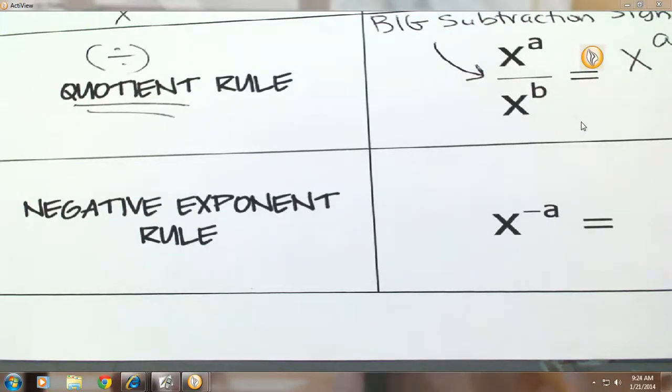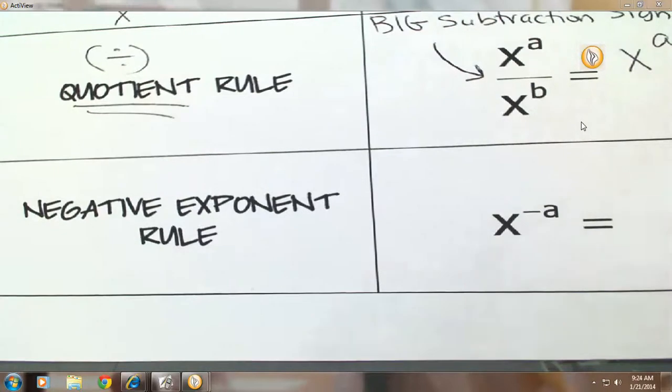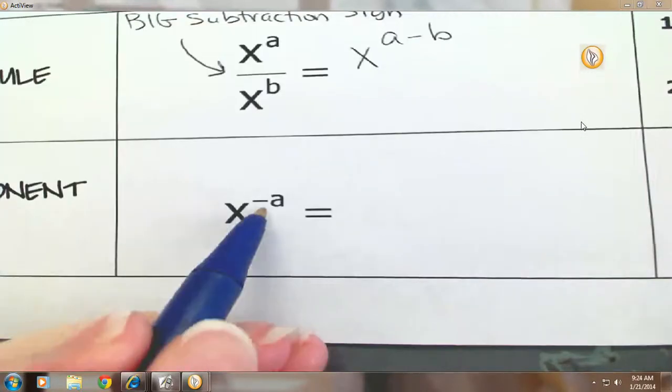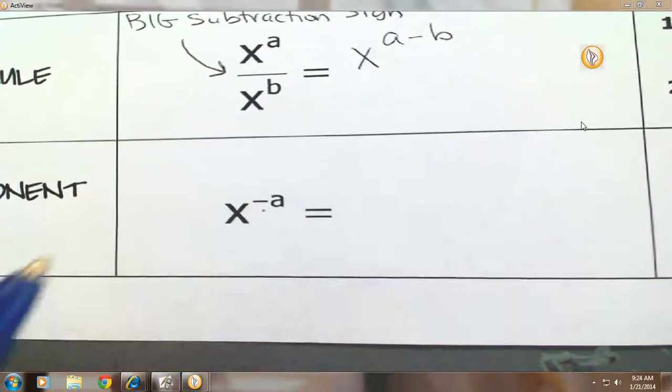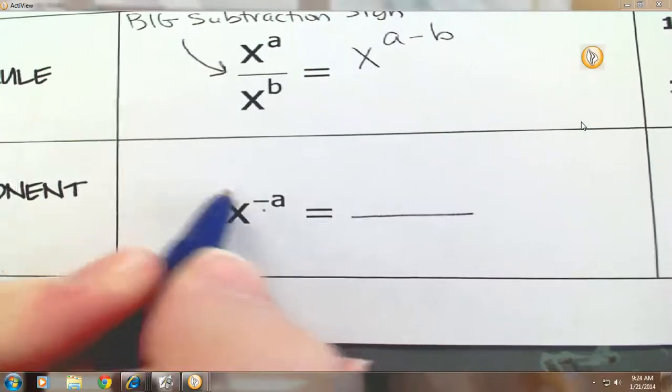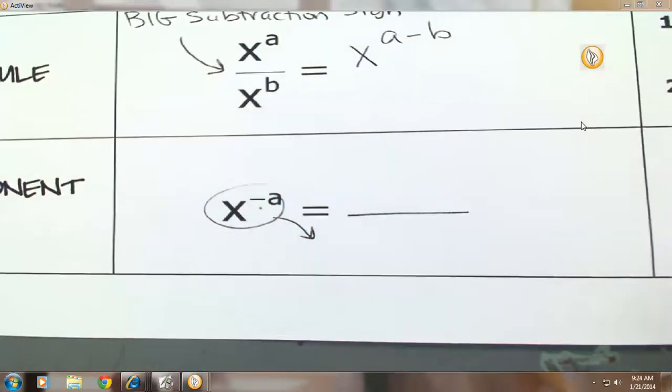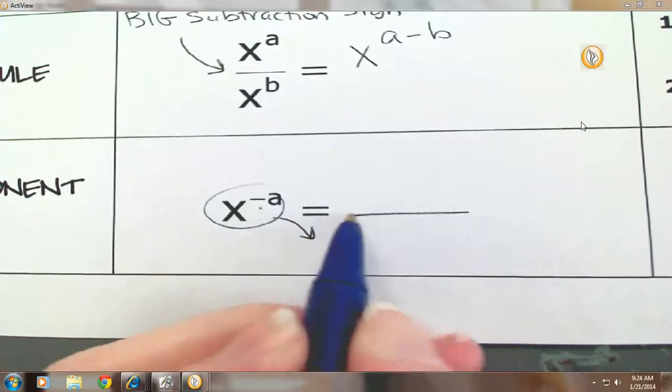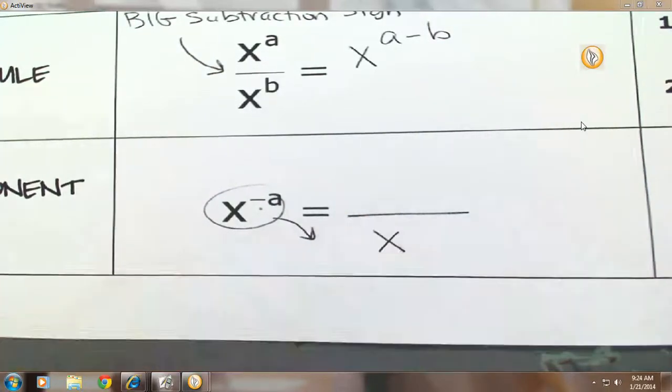Think about what I just said. Change the line, change the sign. So what do we know that exponent makes us do? Change floors, right? So if we change the line, we're going to change the sign. If we move to the other side of the division line here, we're going to change our sign. So it's going to be x to the positive a power.